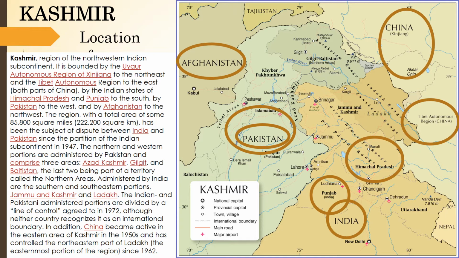The northern and western portions are administered by Pakistan and comprise three areas: Azad Kashmir, Gilgit and Baltistan, the last two being part of a territory called the Northern Areas. Administered by India are the southern portions, Jammu and Kashmir and Ladakh. The Indian and Pakistani administered portions are divided by a line of control agreed in 1972, although neither country recognizes it as an international boundary. In addition, China became active in the eastern area of Kashmir in the 1950s and has controlled the northeastern part of Ladakh, the estimated portion of the region, since 1962.